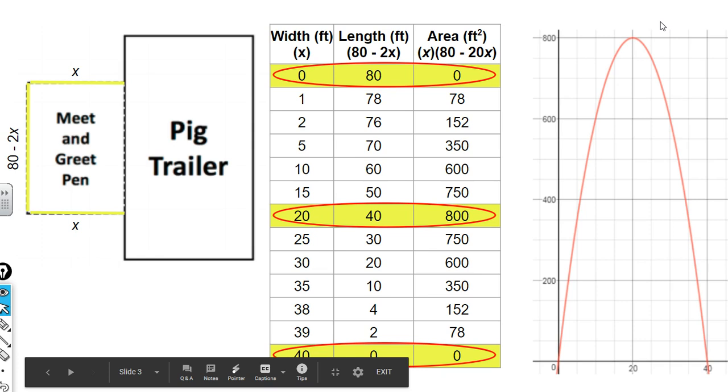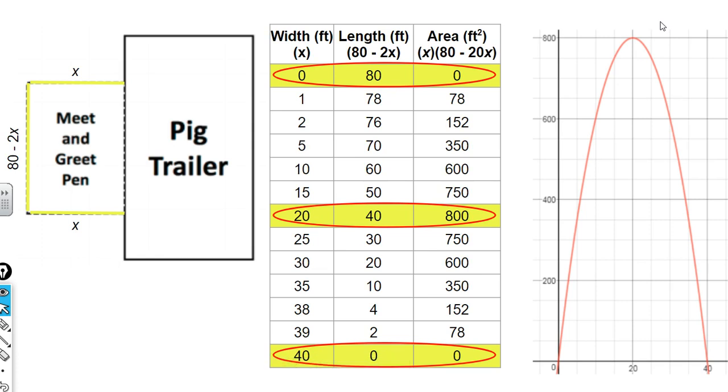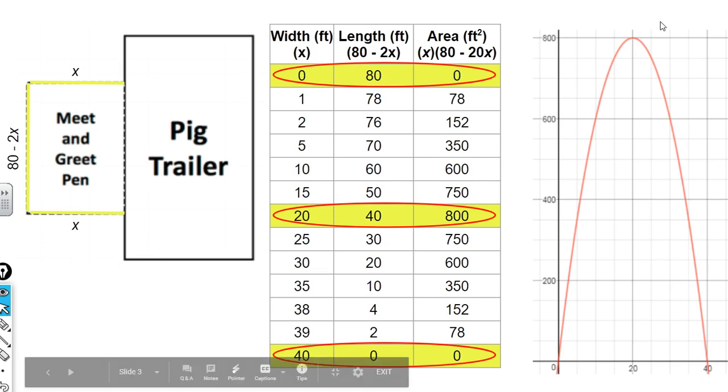We can see our maximum here at (20, 800). So when our width is 20, our area is 800. This is also known as the vertex of our quadratic function. Notice that the vertex is an ordered pair, it's a point. In this case, it's a maximum because our parabola is going up from the left, up to the maximum, and then coming down.